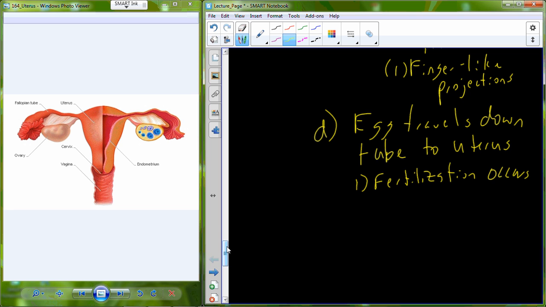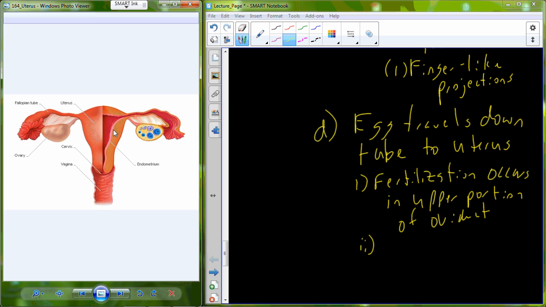So fertilization occurs in the upper portion of the oviduct. And that process of traveling from where it's been fertilized to implantation typically takes 3 to 4 days.